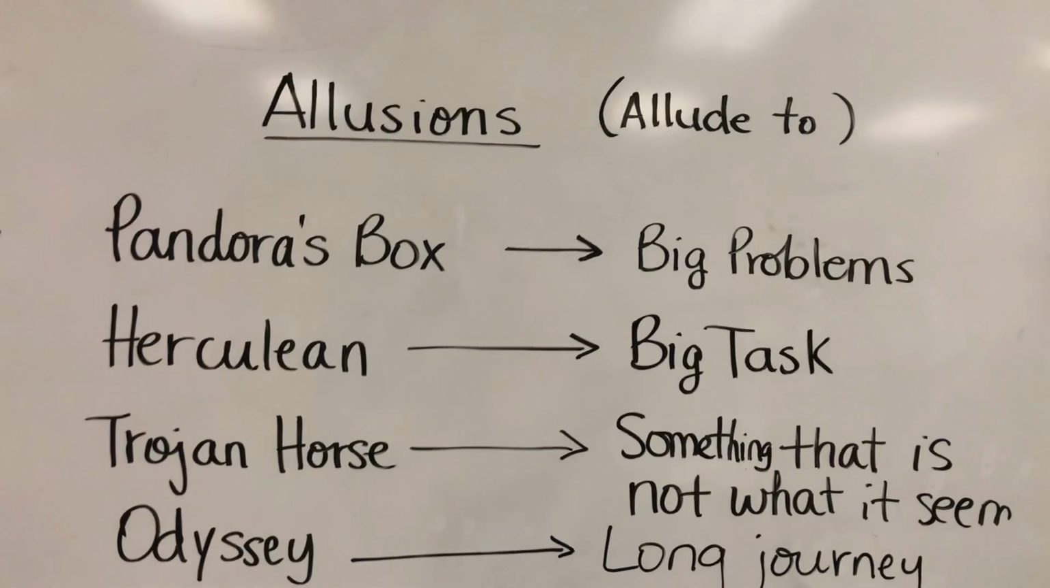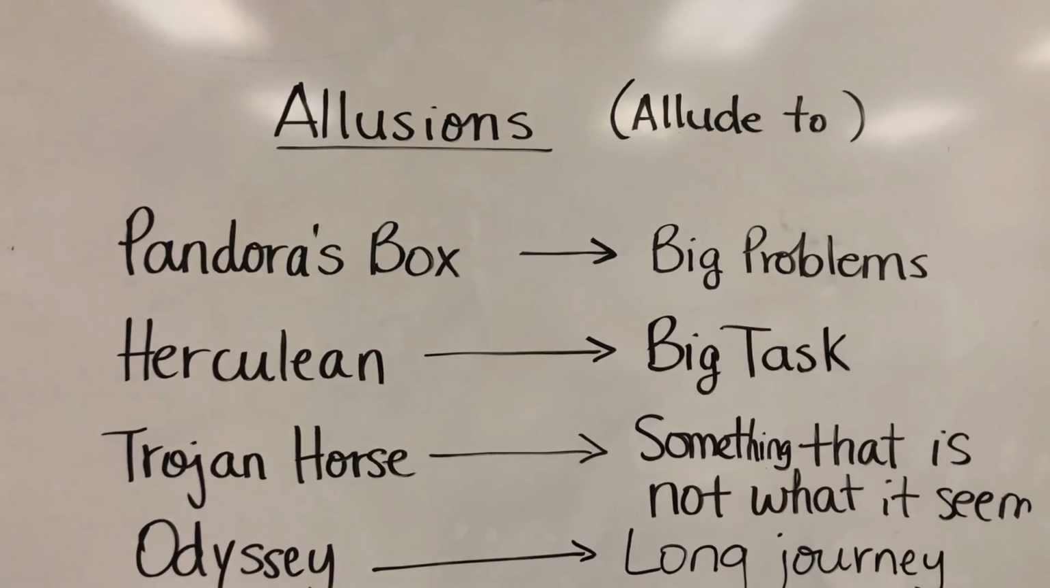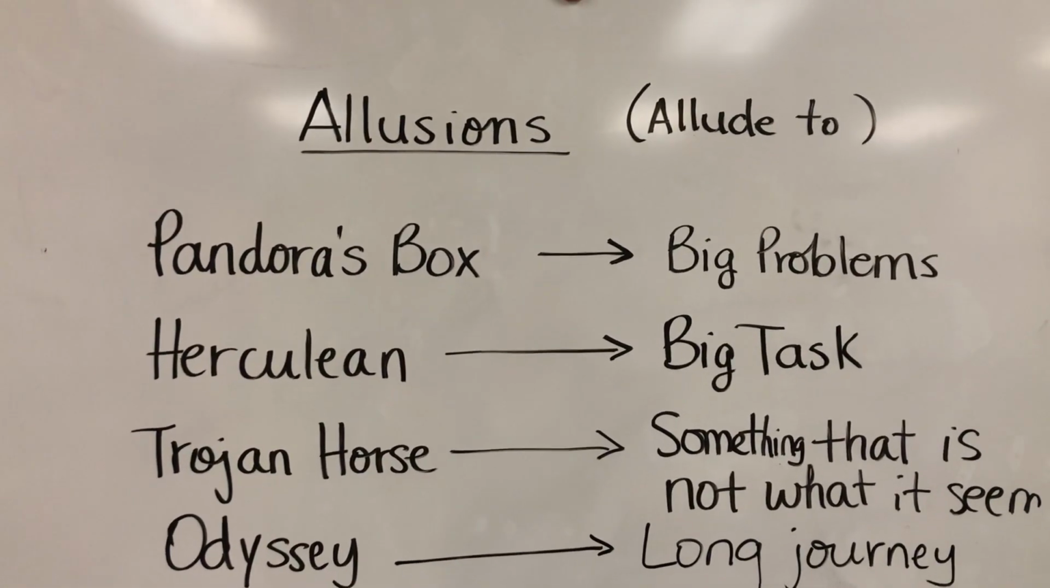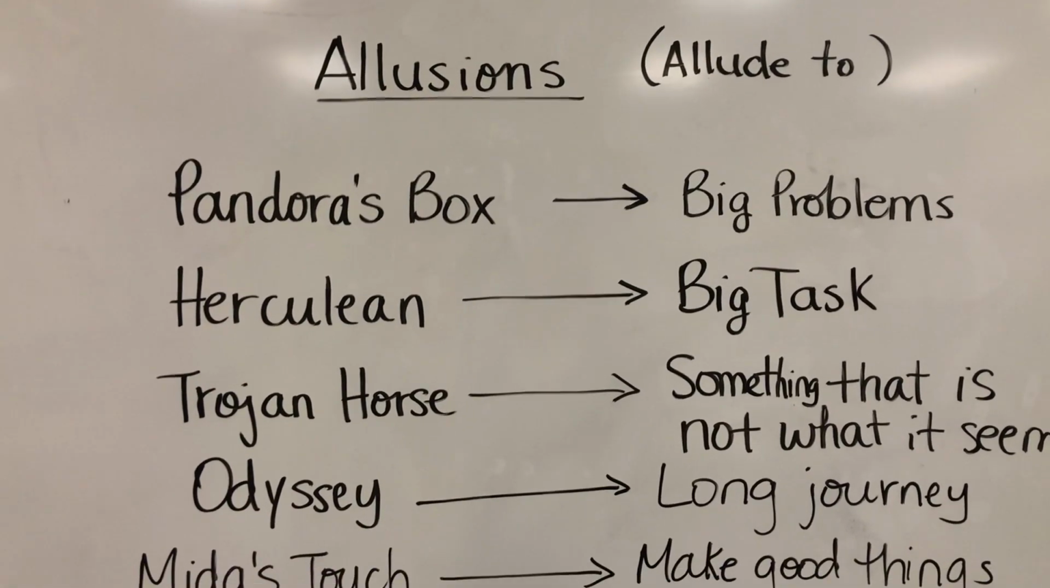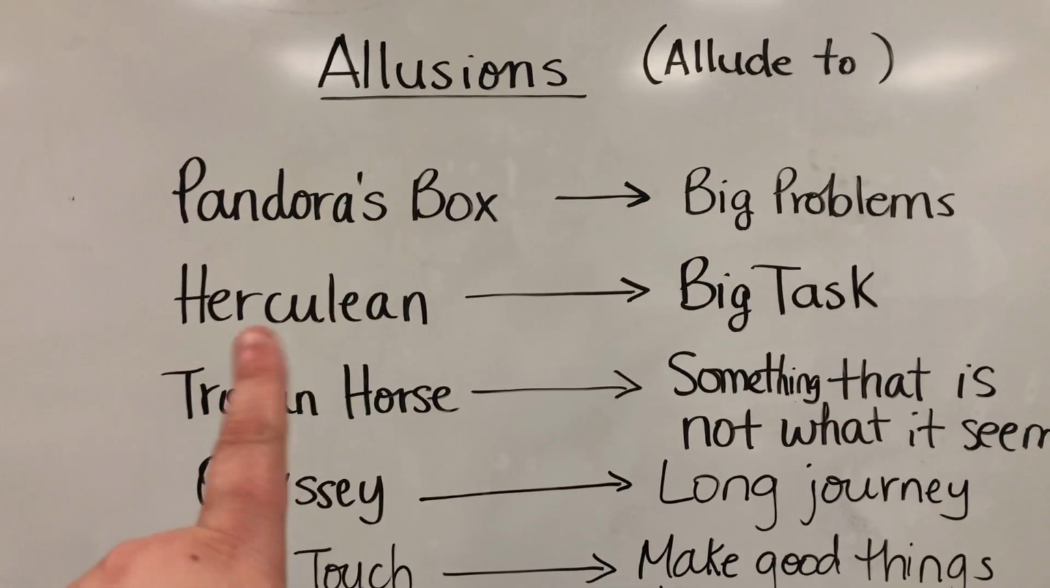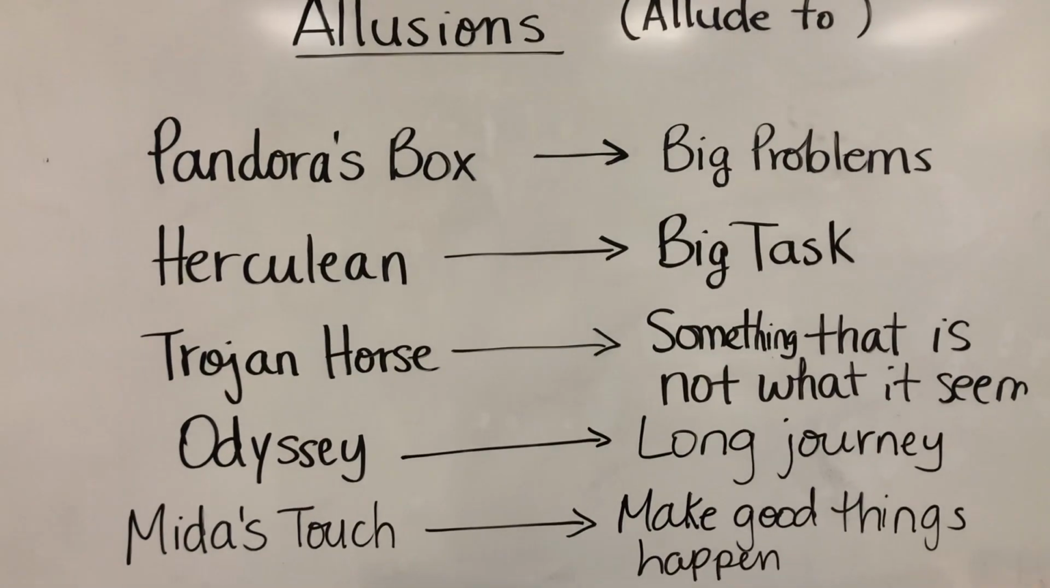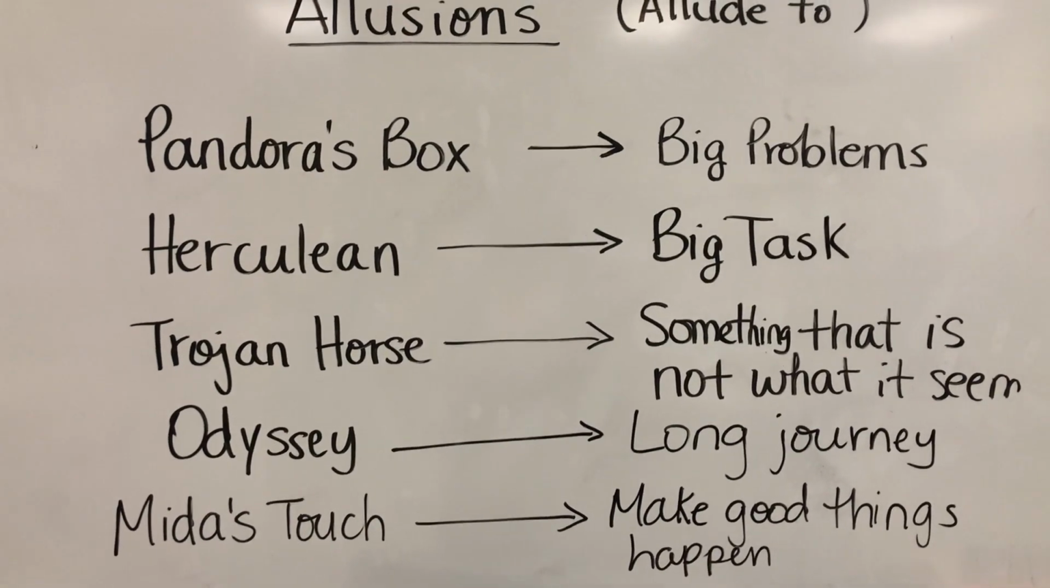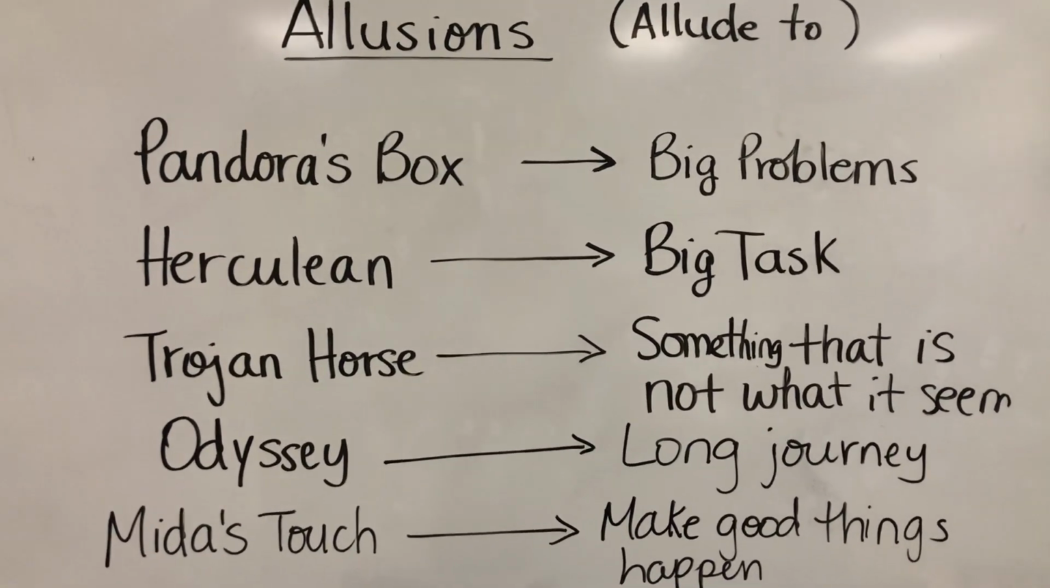And that was reading. Because Pandora's box was in the passage, we had to talk about allusions. So we started talking about some other common allusions that we may see in literature. We did see the Herculean one in a previous passage, but there are other ones that we went over today. And that was a great kind of mini lesson in there.